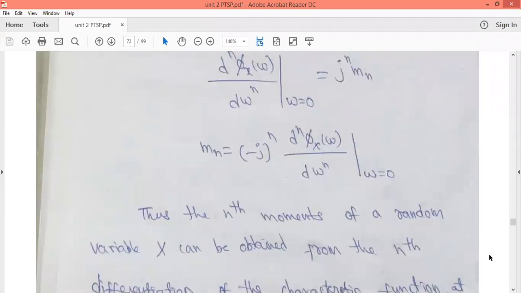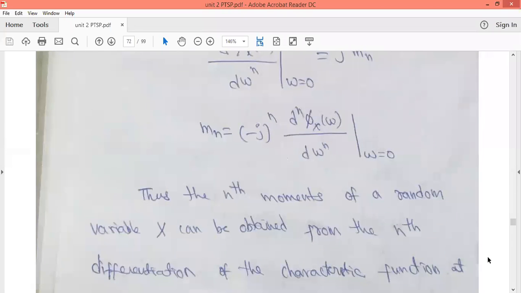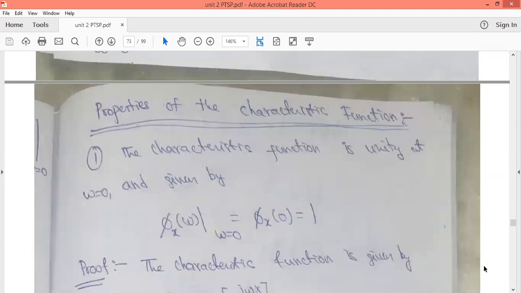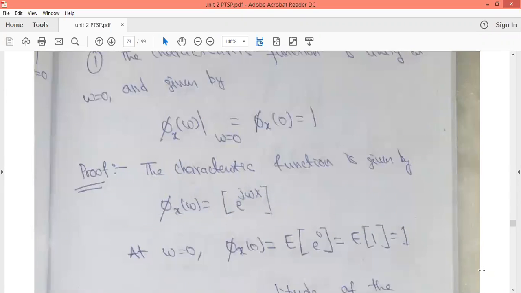Okay, so using this equation, we can find the nth moment of a random variable about the origin from the characteristic equation. Now we'll see the properties of the characteristic equation. The first property says that the characteristic function is unity at omega equal to 0. That is, phi x of omega, where omega is equal to 0, is phi x of 0, which is equal to 1.